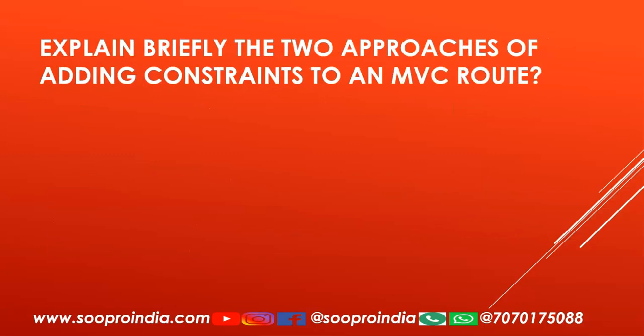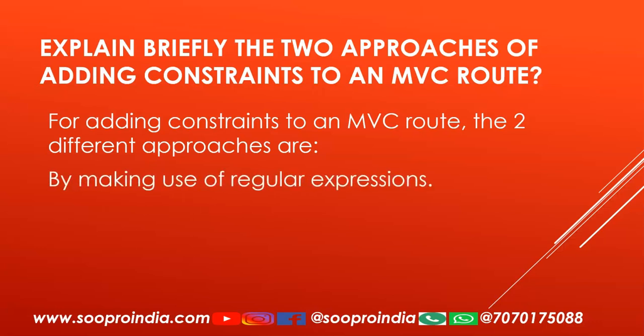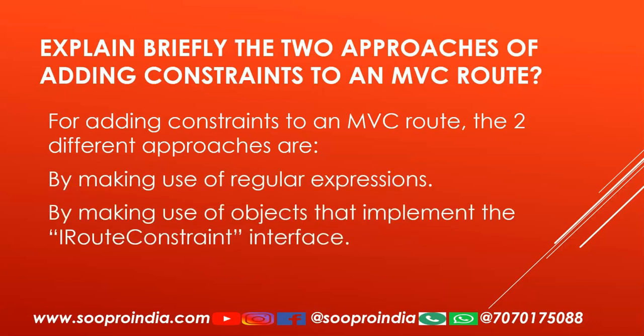Next, explain briefly the two approaches of adding constraints to an MVC route. For adding constraints to an MVC route, the two different approaches are by making use of regular expressions and by making use of objects that implement the IRouteConstraint interface.